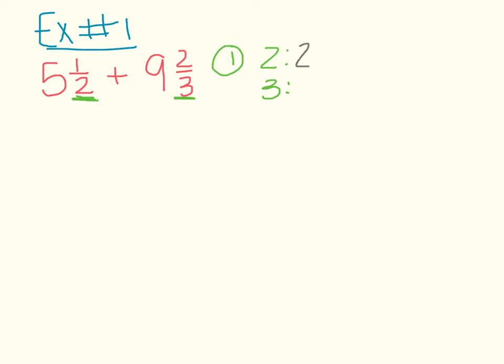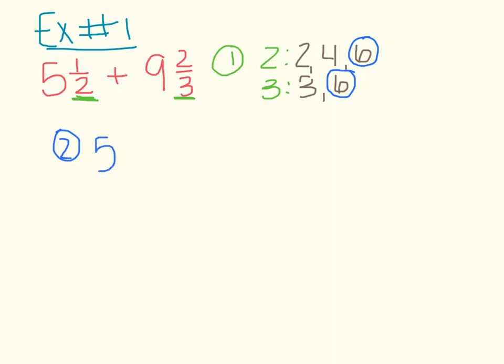So we'll do the 2's first. And I'm going to stop at 6 because I know when I do my 3's, I'm going to get 6. So my least common denominator is 6. And it's the same thing as when I was working with regular fractions. I have to now get those denominators to be 6.